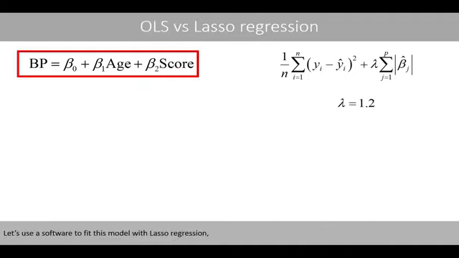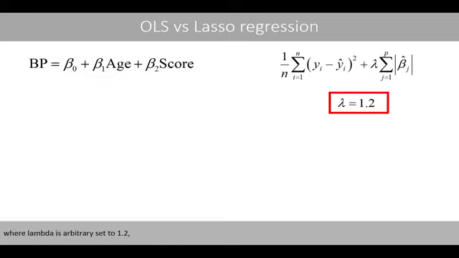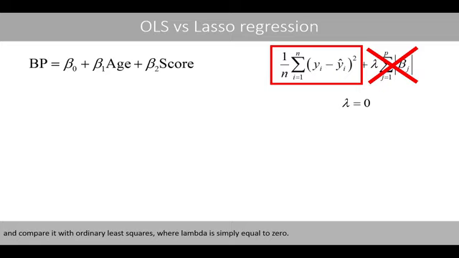Let's use the software to fit this model with Lasso regression, where lambda is arbitrarily set to 1.2, and compare it with ordinary least squares, where lambda is simply equal to 0.